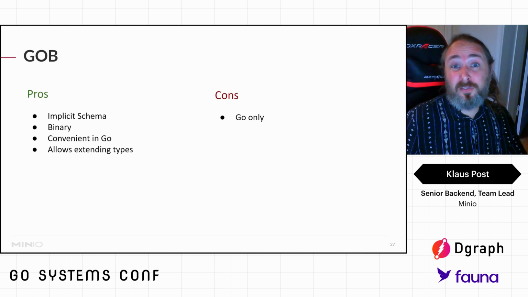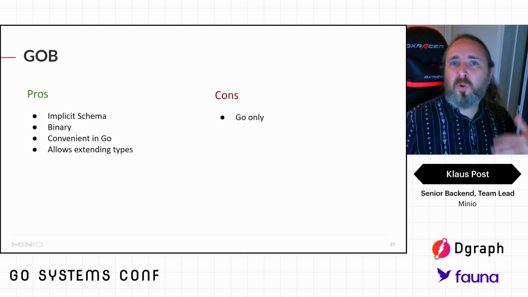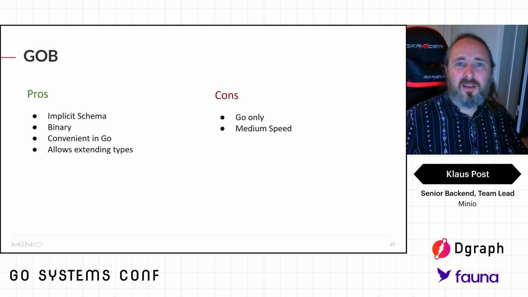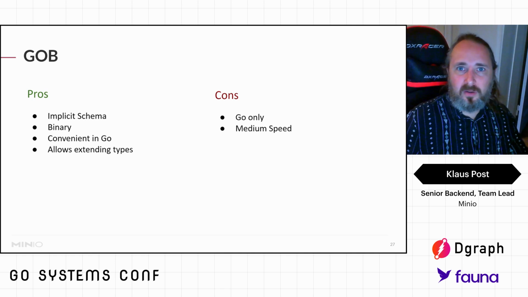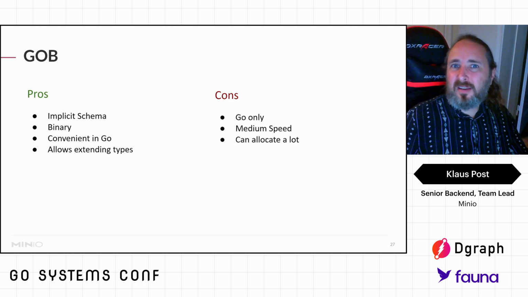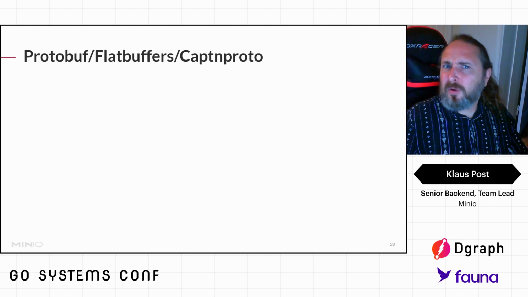That pretty much disqualifies it for my personal use, but for your use, it may be more acceptable. It has medium speed. It's not super fast, but it's also not crazy slow or anything like that. It can allocate a lot. Some of the tests I ran had a lot of allocations, which seems a bit odd, but definitely test it yourself. It does have a bit of reflection overhead. Again, it's nothing major, but the convenience comes at a small cost.